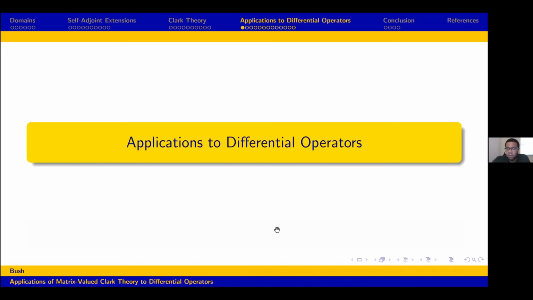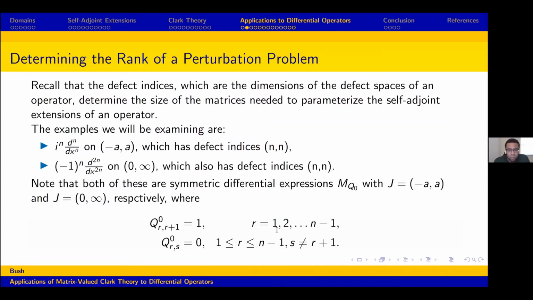Okay, so next up we have our applications to differential operators. As I've said a couple times, the rank of the perturbation is going to be determined by the dimension of defect space, which we call the defect indices. In particular, two examples of operators whose defect indices we can compute pretty quickly are i to the n times the nth derivative on minus a to a, and negative 1 to the n times the 2nth derivative on 0 to infinity, both of which have defect indices n, n.